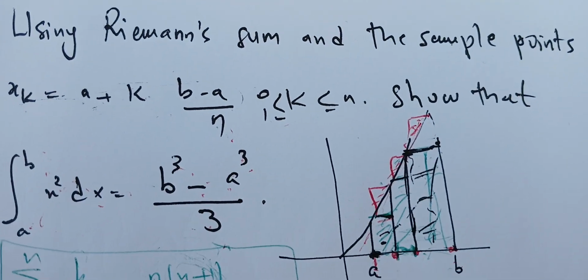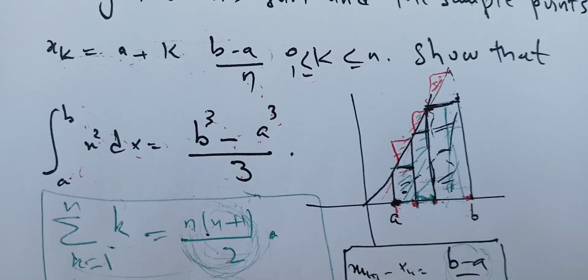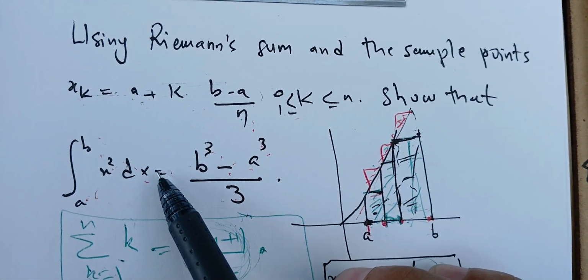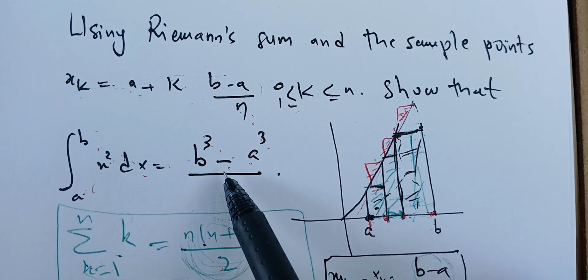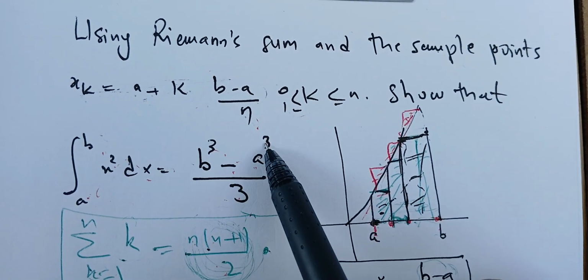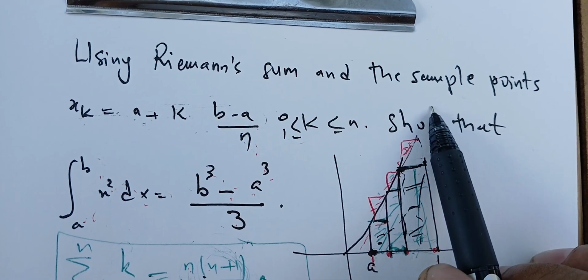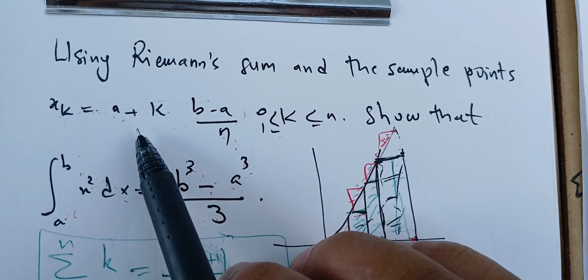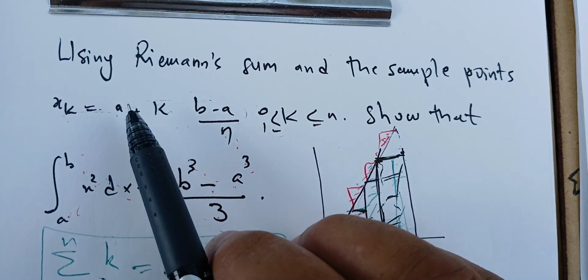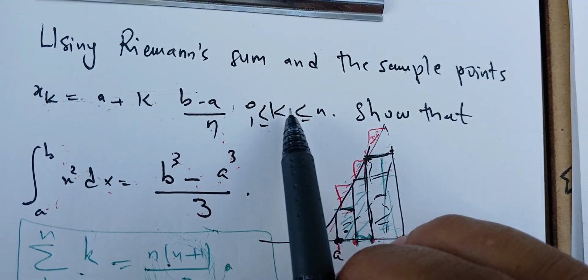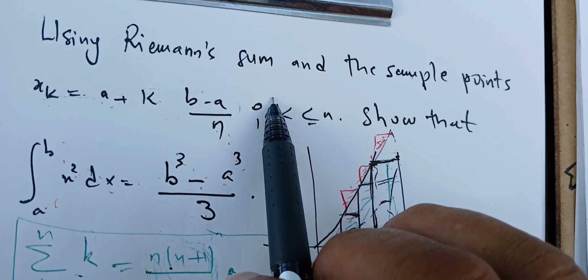In this problem, we're going to study the Riemann sum again. So in our case, we want to prove that the integral of x squared dx between a and b is equal to b cubed minus a cubed over 3. We're going to use Riemann sums, and we're going to use the sample point x sub k equals a plus k times (b minus a) over n, where k will be between 0 and n.